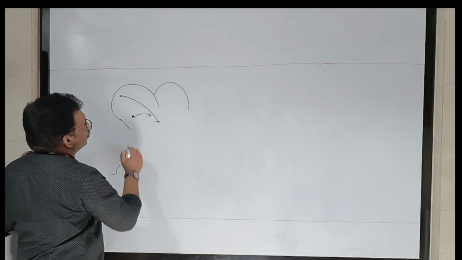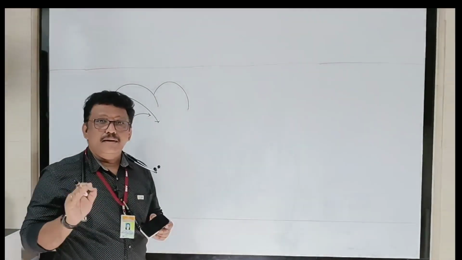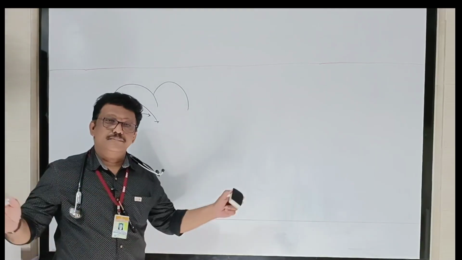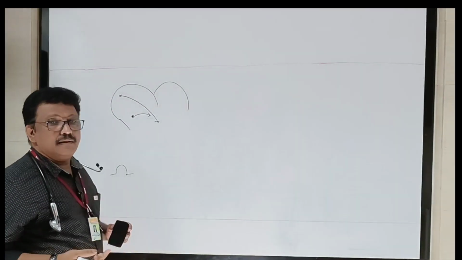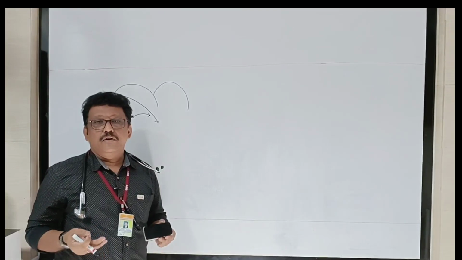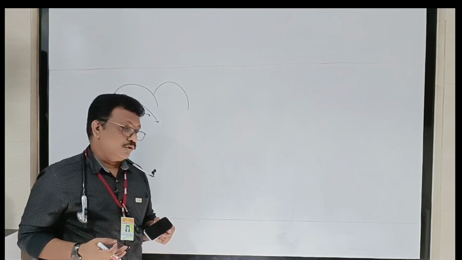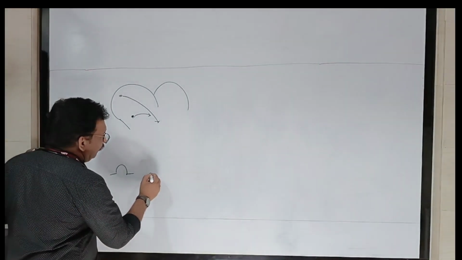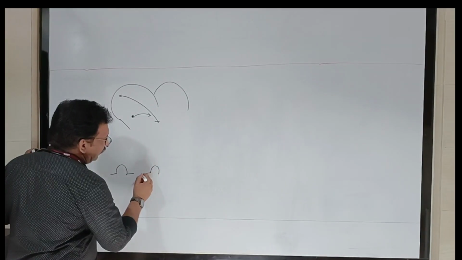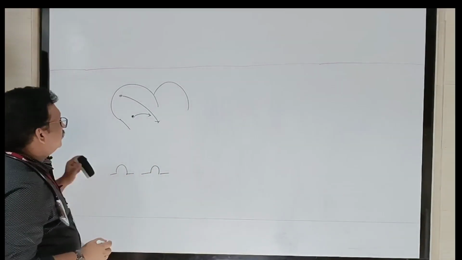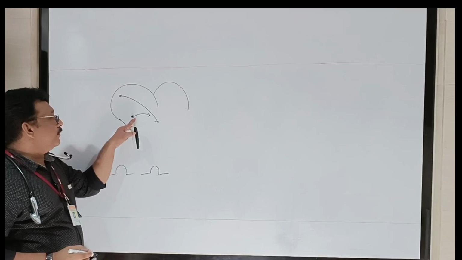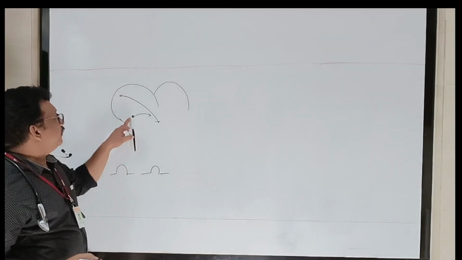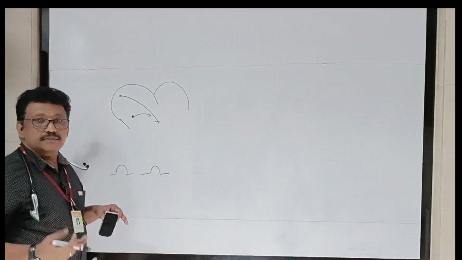So from here it is going. A single beat is coming like that in a rhythm strip. You can call it an ectopic, atrial ectopic or atrial extrasystole. The morphology of the P wave will be slightly different from a normal P wave, only because it is originating from another focus. So the morphology is different and it is only occurring very occasionally.